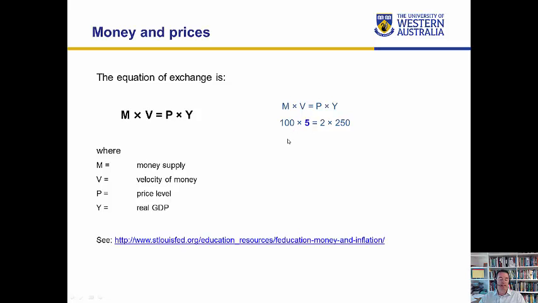So not only in these hyperinflation countries have we got the money supply growing, we've got the velocity of money growing as well. So the whole money supply is not turning over every month or every week, it's now turning over every hour. And so with big increases in the money supply and velocity, you can just imagine the type of inflation that you can get as a result of that.